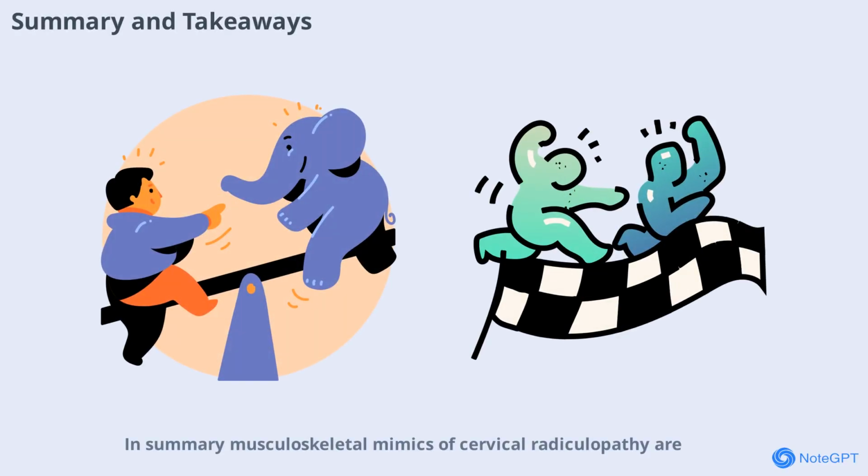Summary: musculoskeletal mimics of cervical radiculopathy are common and can complicate the diagnostic process. Recognizing these mimics, understanding their clinical features, and using a structured approach to evaluation can help ensure accurate diagnosis and effective treatment. Remember, cervical radiculopathy and musculoskeletal disorders can coexist, so always consider both possibilities. By staying vigilant and informed, clinicians can help patients achieve better outcomes and avoid unnecessary interventions.